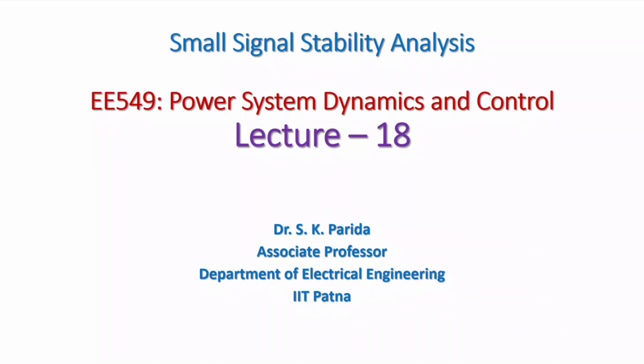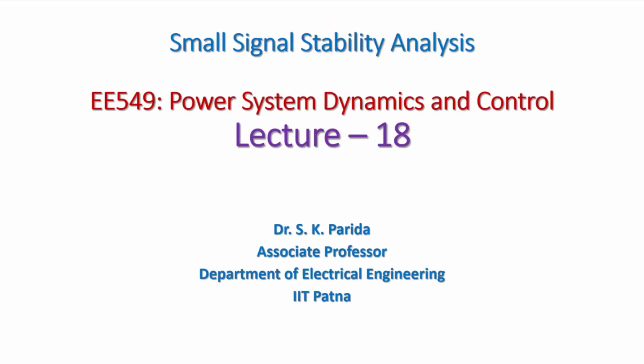So in the last class we were discussing the different models or different representations of synchronous motion in the stability analysis, and we have seen four types of models, right? One is the accurate model, that is the subtransient model. Then we considered the transient two-axis model, then the one-axis model, then the classical model.